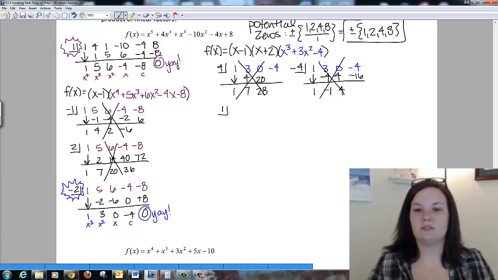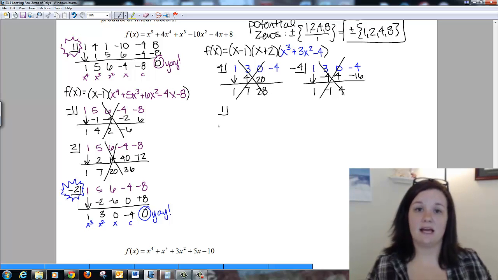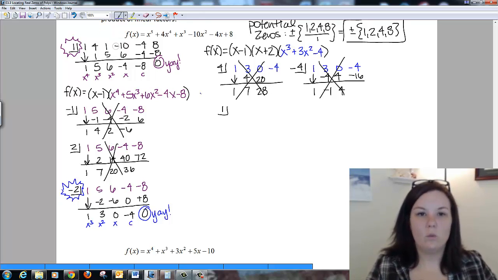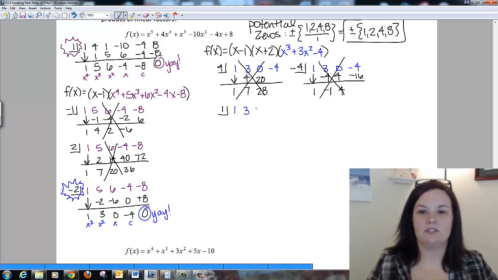Okay, it is possible to have more than one copy, just like we talked about with multiplicity and that type of thing in the last couple of sections. We may have a factor that's repeated. So if we try 1, let's go ahead and write out our blue numbers, which is 1, 3, 0, negative 4.